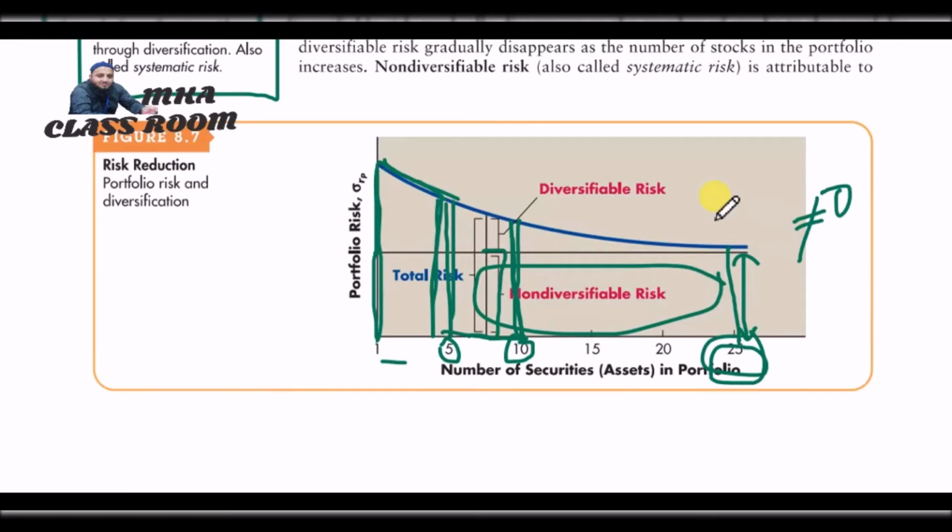Diversifiable risks should not be eliminated at all, so it should not be 0. Here it is near about 0. If you make a portfolio, the diversifiable risk should be reduced but not eliminated at all.